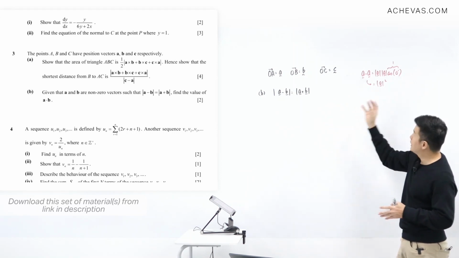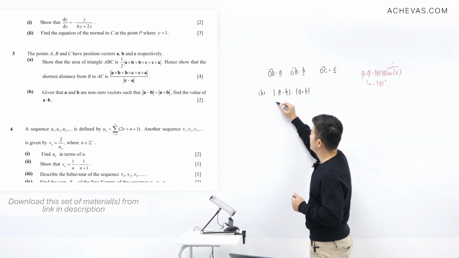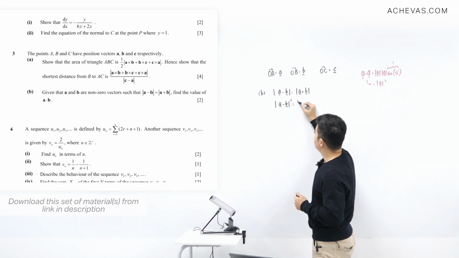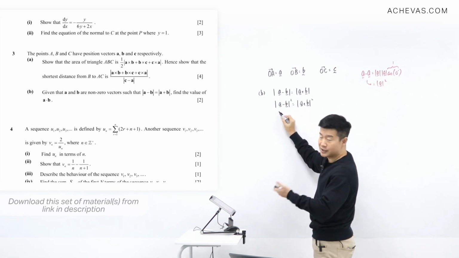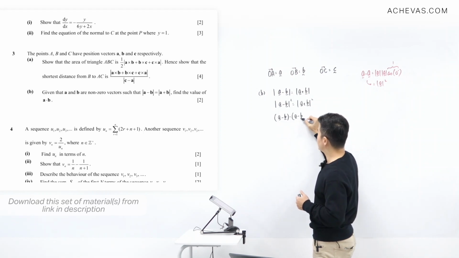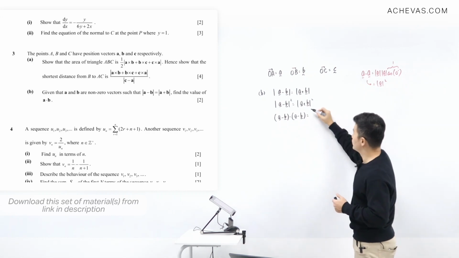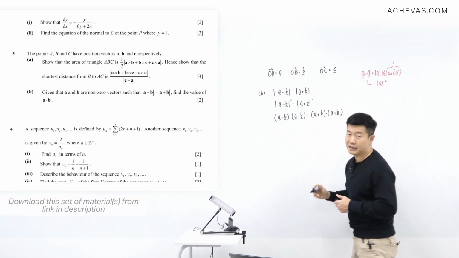But before we can apply it, we need a modulus square. So I'm going to square both sides. This is going to be modulus of A minus B squared is equal to modulus of A plus B squared, which can then help me to change this, according to this result, to A minus B dot itself. So A minus B dot A minus B is equal to A plus B dot A plus B. Let's manipulate this further.